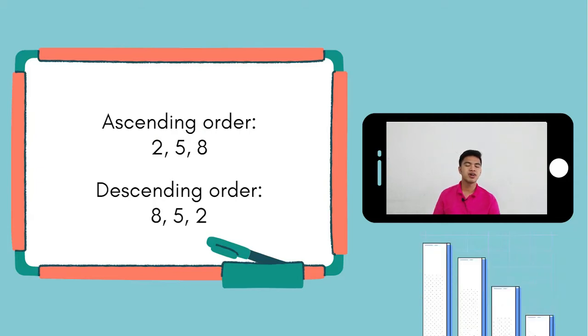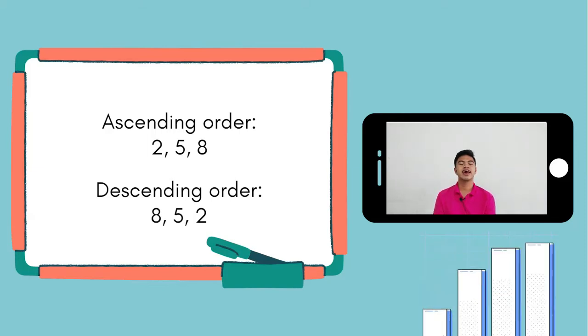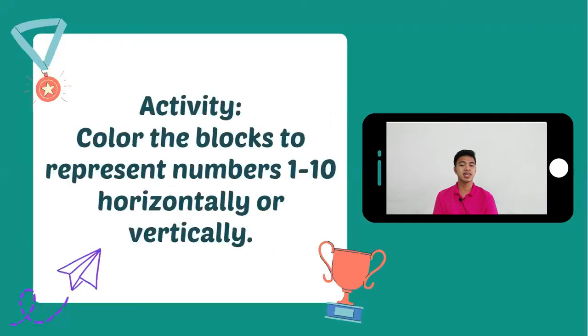Okay, remember when we are arranging numbers in ascending order, we're going to write it from the smallest to the biggest. Okay, 258. And then if we are going to arrange the numbers in descending order, we're going to arrange it from the biggest to the smallest. In this case, we have 8, 5, and then 2. Okay? So let's go to the activity.